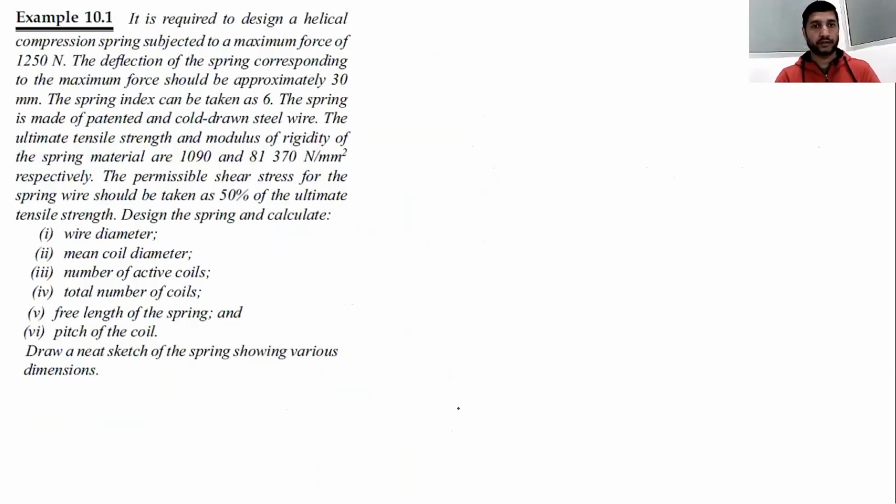Let us solve this particular question now. This question says that it is required to design a helical compression spring subjected to a maximum force of 1250 Newton. So let me just write the given conditions that we have. A maximum force of 1250 Newton is given to us.